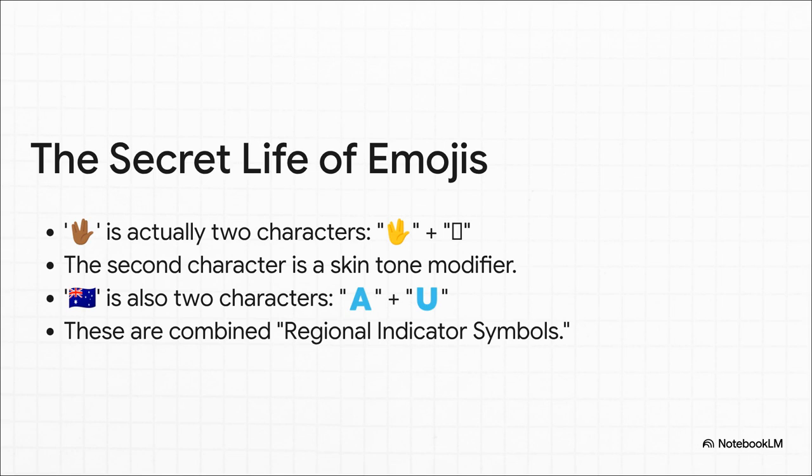For example, did you know that an emoji with a skin tone isn't actually 1 character? Nope, it's 2. It's the base emoji, like the Vulcan salute, plus a special skin tone modifier character that your computer mashes together. The same thing happens with country flags. They're just 2 special regional letter characters put right next to each other.